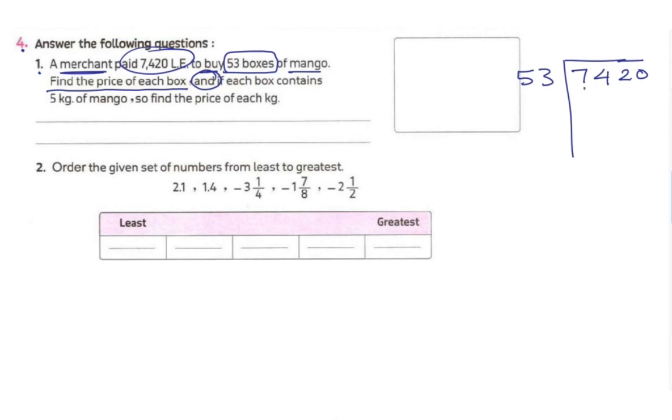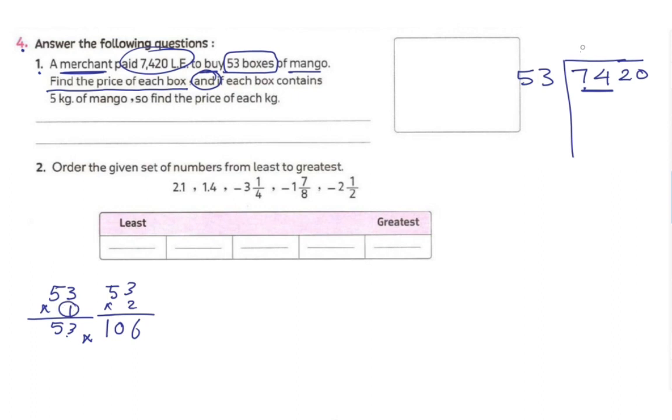Start with 7. Of course not, 7 is less than 53. I will use 74. 74 includes how many 53s? Just 1. How do you know? I can use the multiplication list. 53 times 1, of course, is the same. And 53 times 2 is 106. So 74 is in between 53 and 106. So use 2 or 1? Of course, use 1.